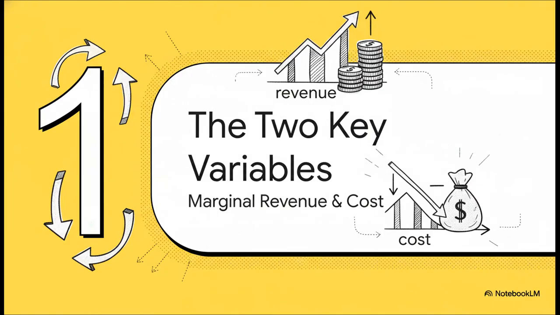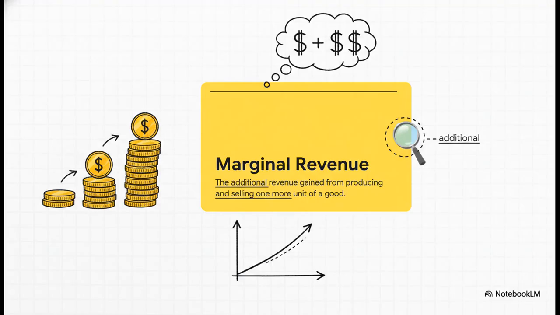So how do we actually do this? How do we quantify this whole idea of thinking at the margin? Well, it requires us to isolate and measure two very specific and kind of opposing economic forces that are going to guide our decision. These are the two key variables for our entire analysis: marginal revenue and marginal cost. Let's kick things off with the first one, marginal revenue, or as you'll often see it, MR.